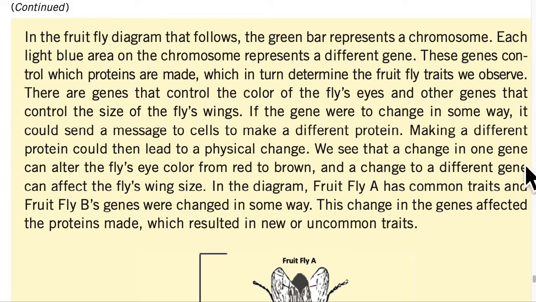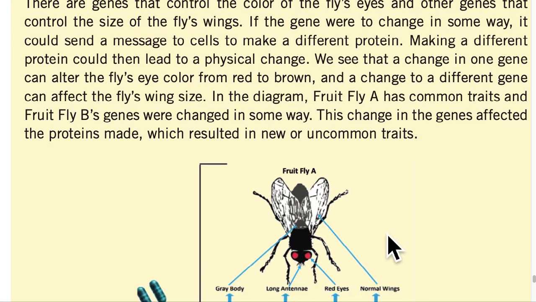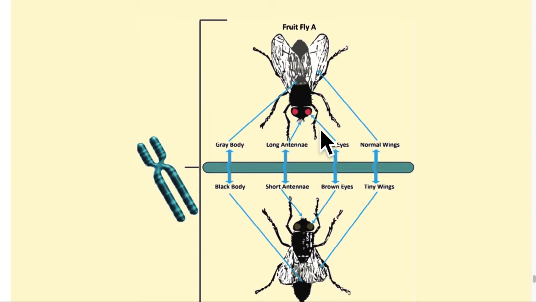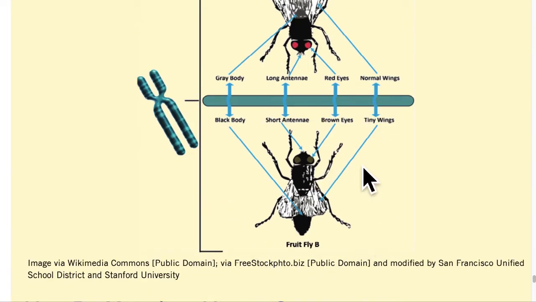We see that a change in one gene can alter the fly's eye color from red to brown, and a change to a different gene can affect the fly's wing size. In the diagram, fruit fly A has common traits and fruit fly B's genes were changed in some way. This change in the genes affected the proteins made, which resulted in new or uncommon traits. Fruit fly A, fruit fly B.